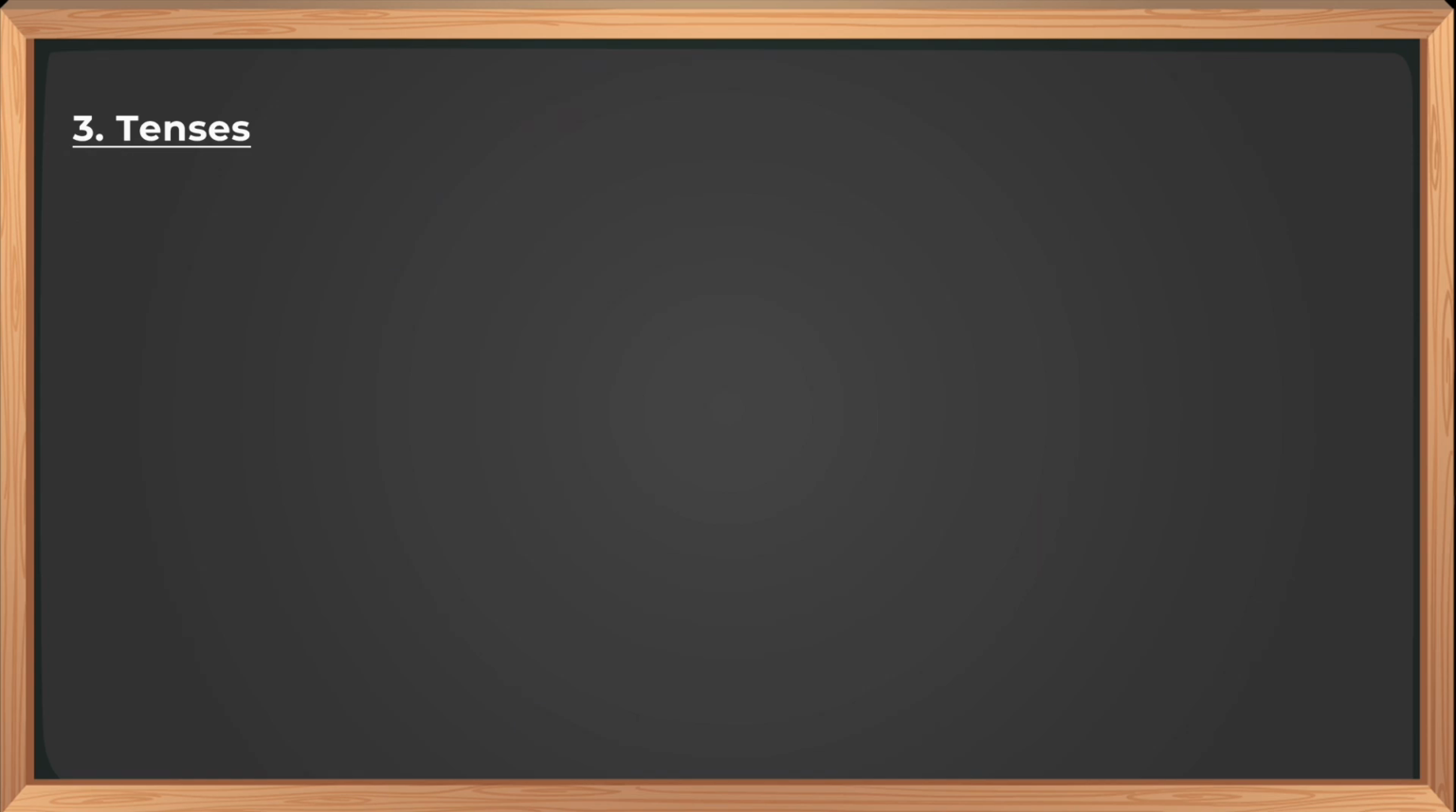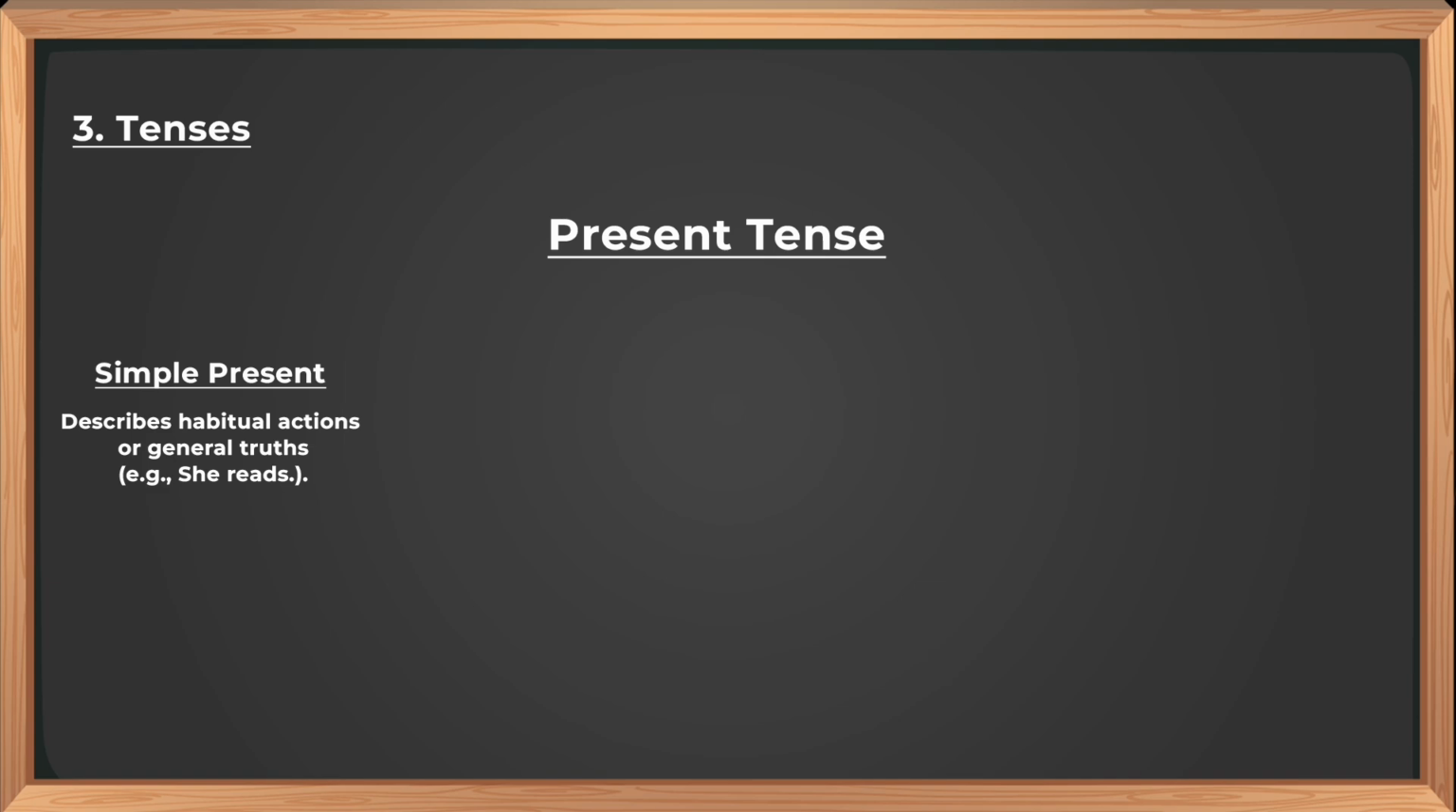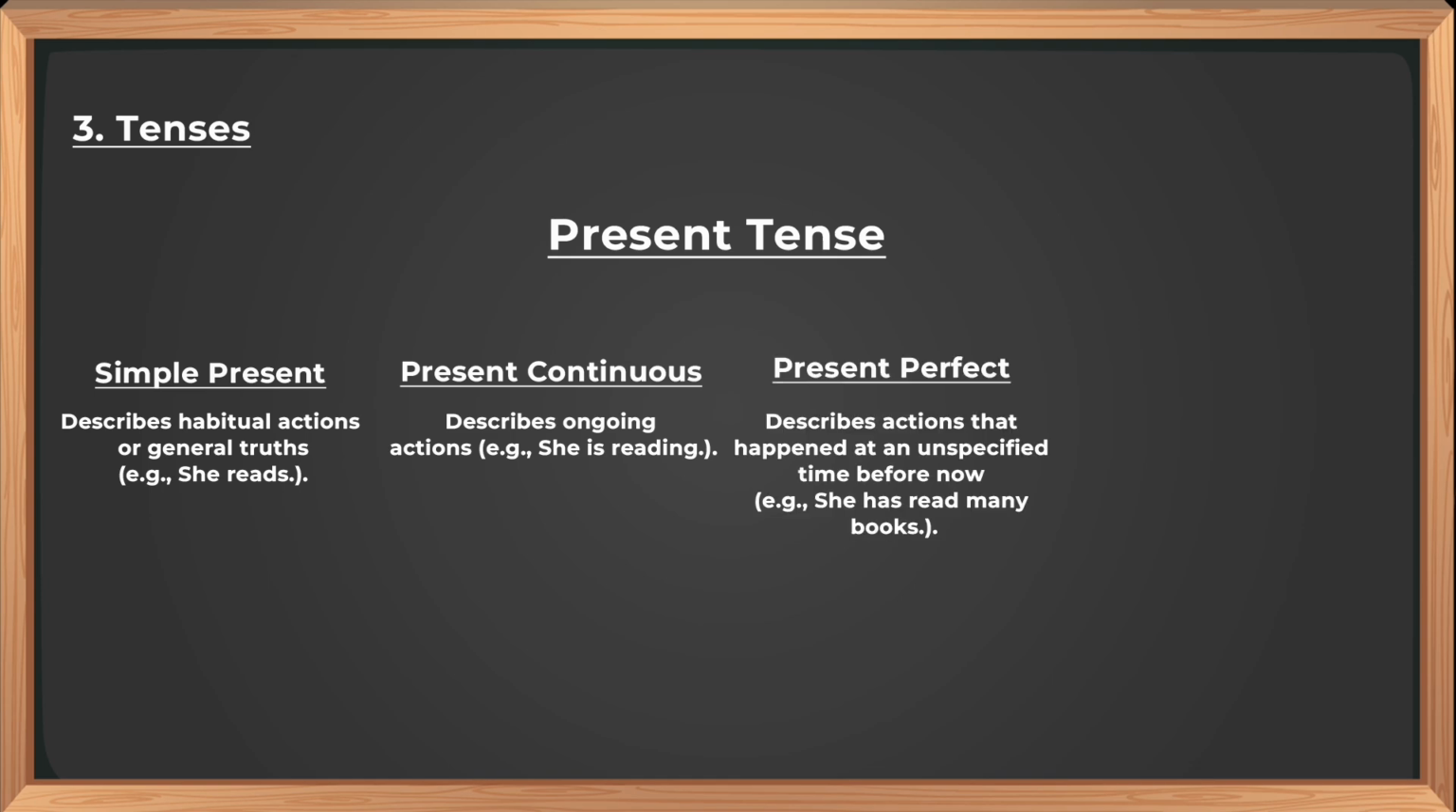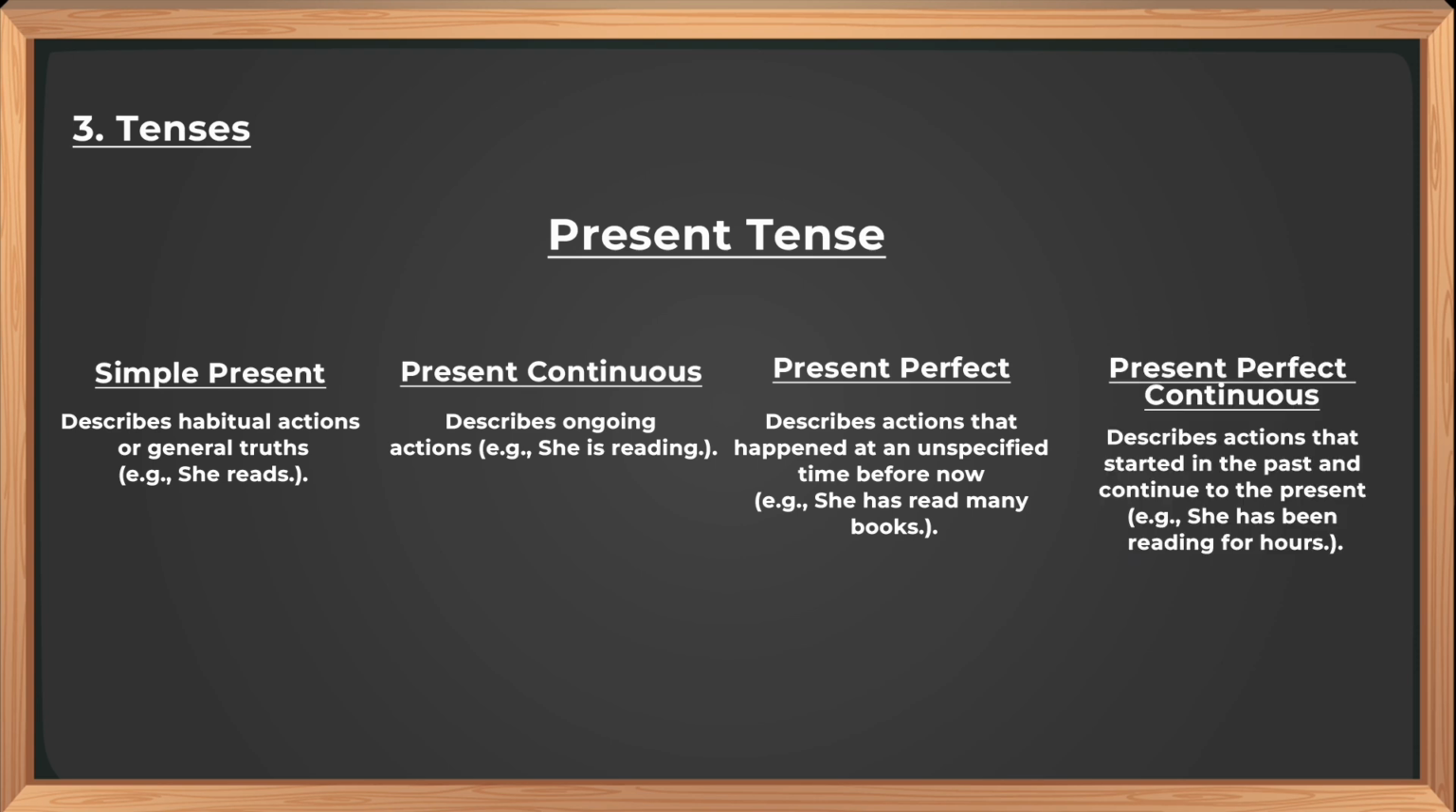3. Tenses. Present tense. Simple present describes habitual actions or general truths. Example: she reads. Present continuous describes ongoing actions. Example: she is reading. Present perfect describes actions that happened at an unspecified time before now. Example: she has read many books. Present perfect continuous describes actions that started in the past and continue to the present. Example: she has been reading for hours.